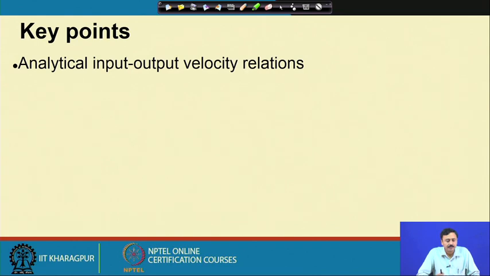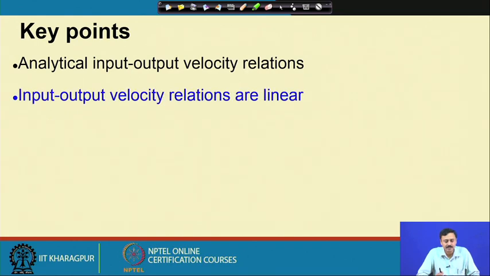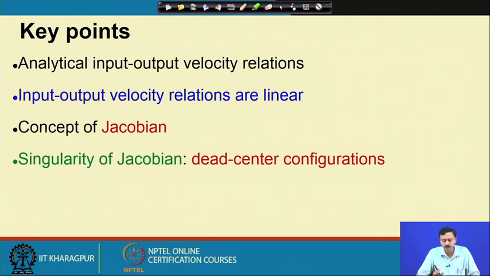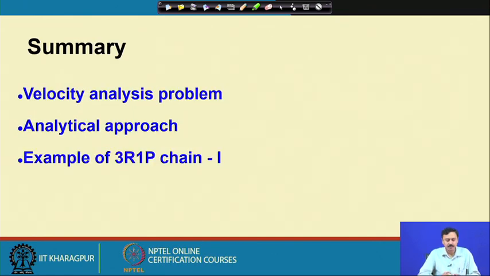So, let us look at the key points. We have derived the input output velocity relations which are linear. We have looked at the concept of Jacobian and the singularity of the Jacobian, which gives us the dead center configurations. So, let me summarize this lecture. We have looked at the velocity analysis problem for the 3R 1P chain using the analytical approach, which starts with the displacement relations of the chain. So, every time we are starting with the displacement relations of the chain, differentiating that with respect to time, and finally finding out the velocity relations.